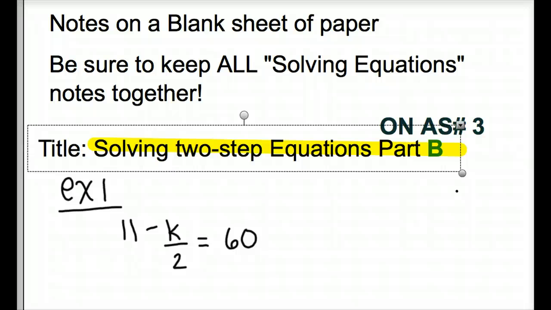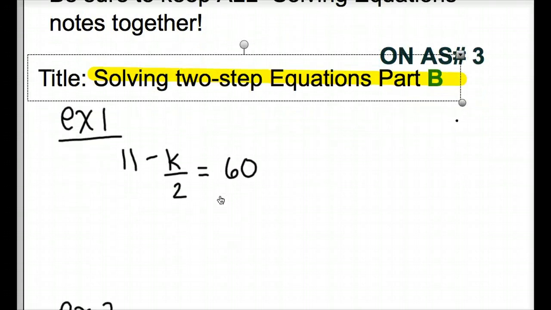Alright, so this is again solving two-step equations, only this is going to be part B. Same as yesterday, I'm going to do 6 examples, all of which are on your worksheet that you will get for homework tonight, and the U-tries are not on that worksheet. So your title should be Solving Two-Step Equations, Part B. You need to be writing down anything that looks like this, anything that looks handwritten by me.